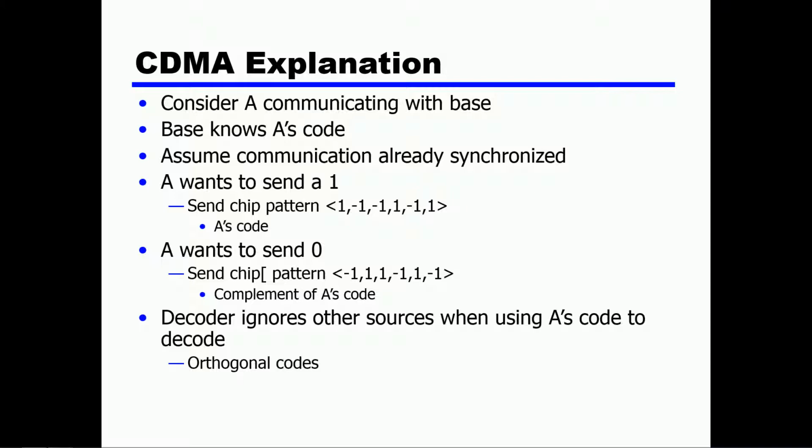So let's consider that A is going to communicate with our base. We know our code for A, and we want to send a very specific pattern. The decoder will ignore all other sources when using A's code to decode it. Basically, we're looking at the combined messages and seeing what we're going to have to decode and encode, because as we get three user signals coming through, we're going to start ignoring portions of the signal that do not match our filtering.